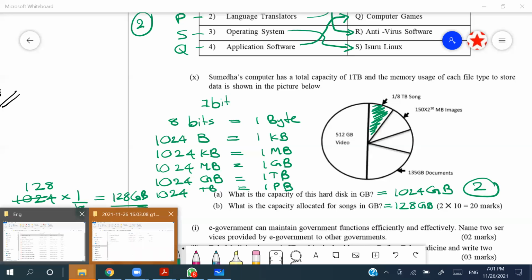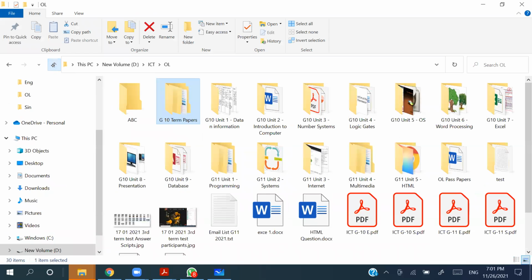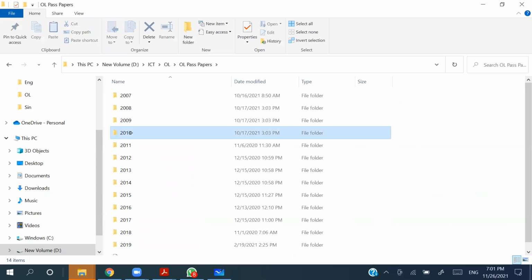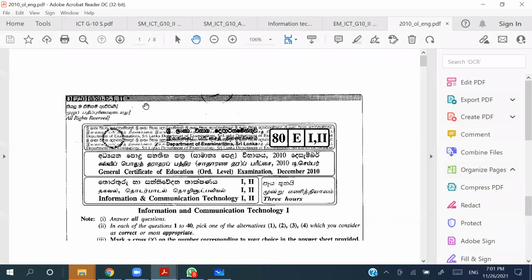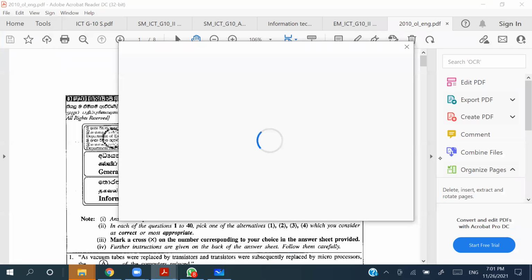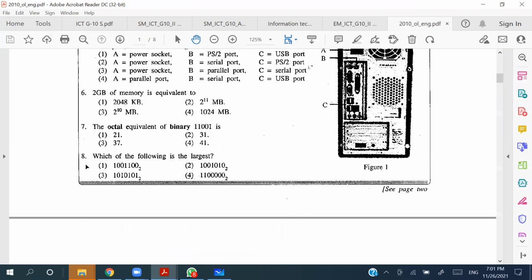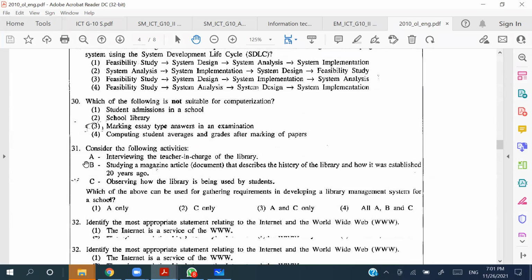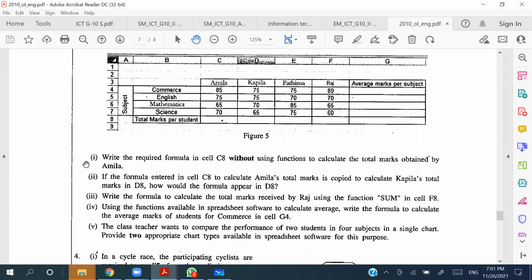The Excel question is not in this paper. I'm going to give it to you from a past paper. Hold on. Yeah, this was the same past paper which was done by the Sinhala medium class as well. So let's try the Excel question over here. Right, here it goes.